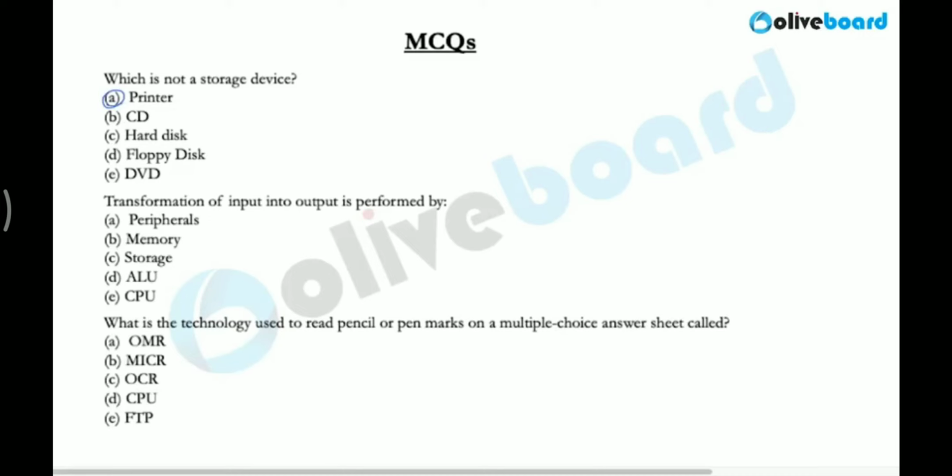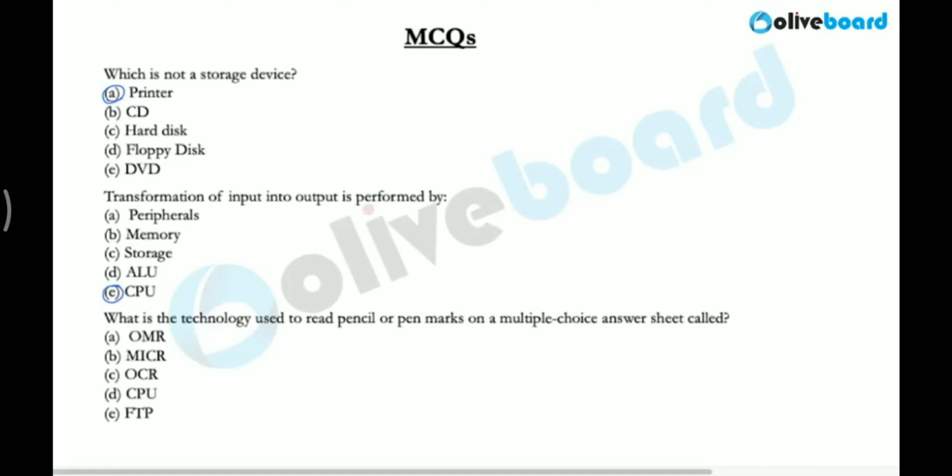The next question is, transformation of input into output is performed by? What particular thing is responsible for transforming the input into output? The options are peripherals, memory, storage, ALU, or CPU. The right answer is CPU. The CPU is responsible for transforming input into output. Let's move forward.